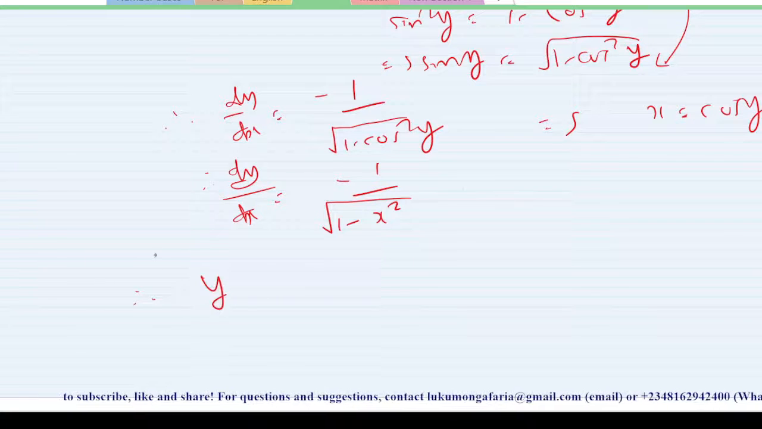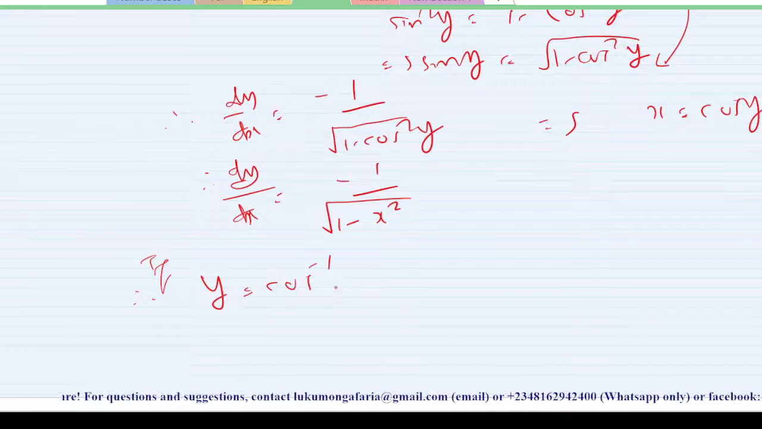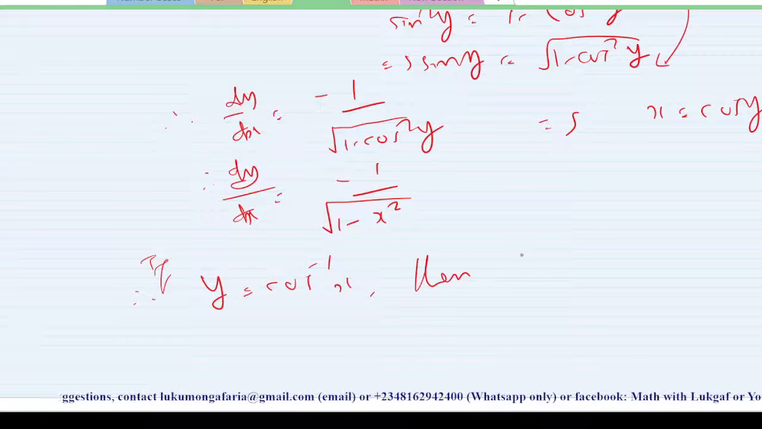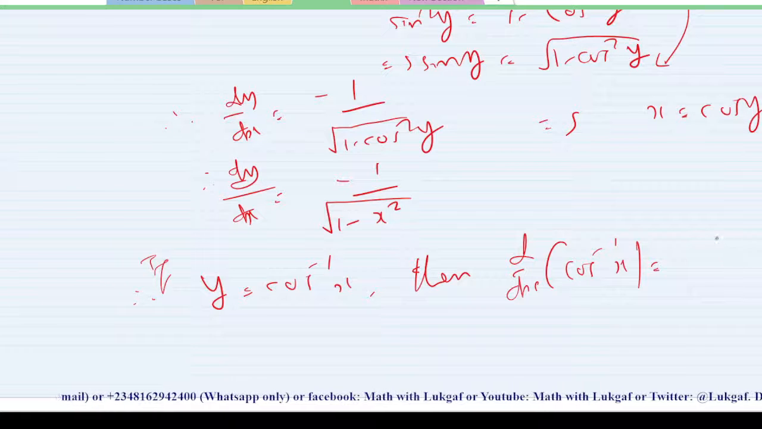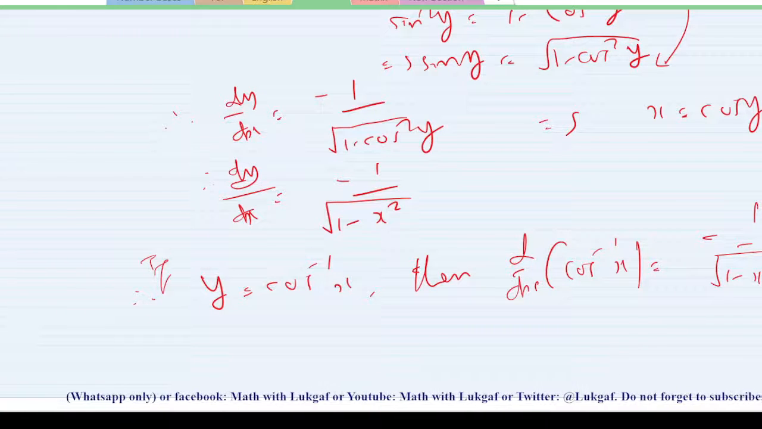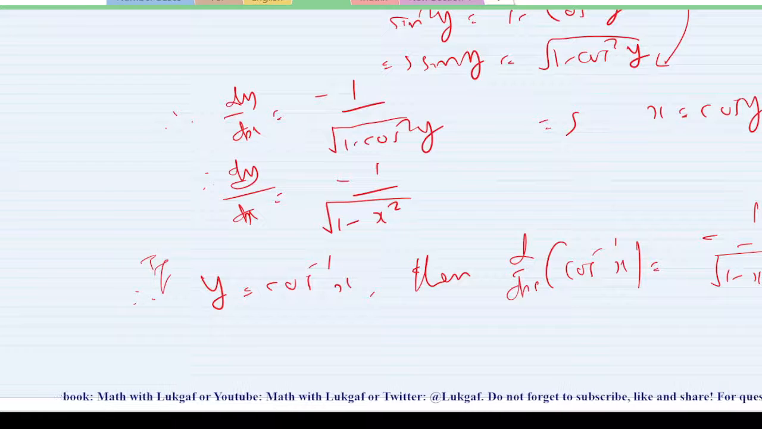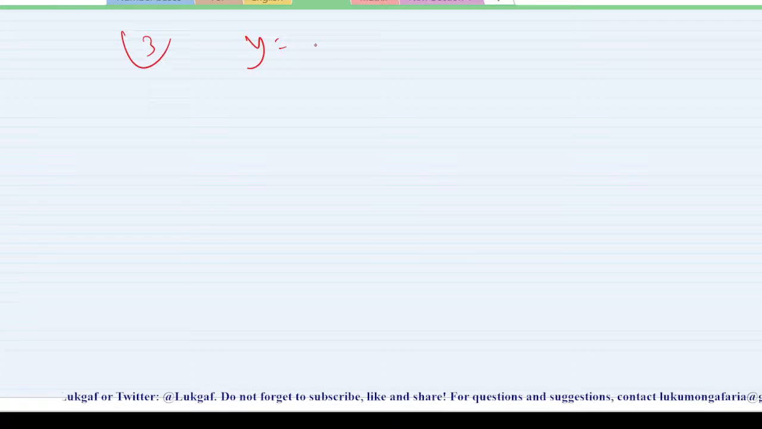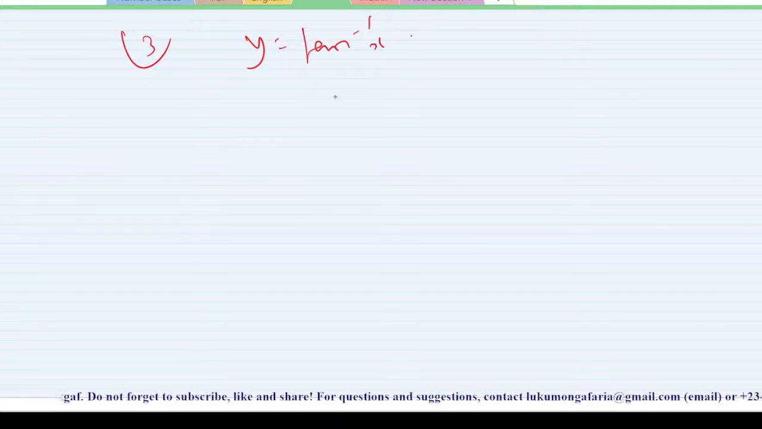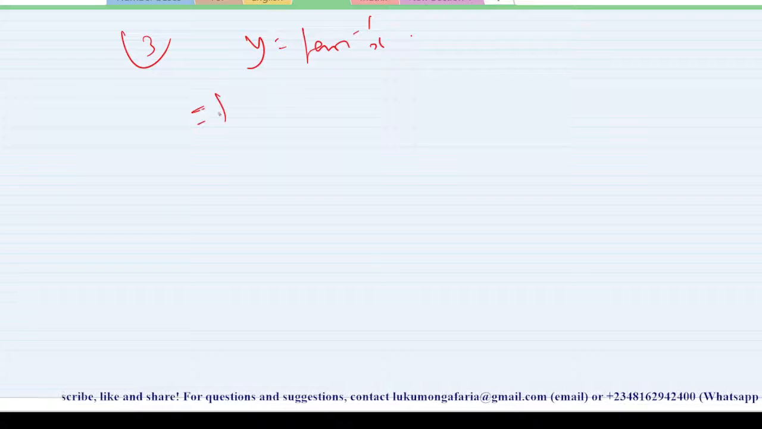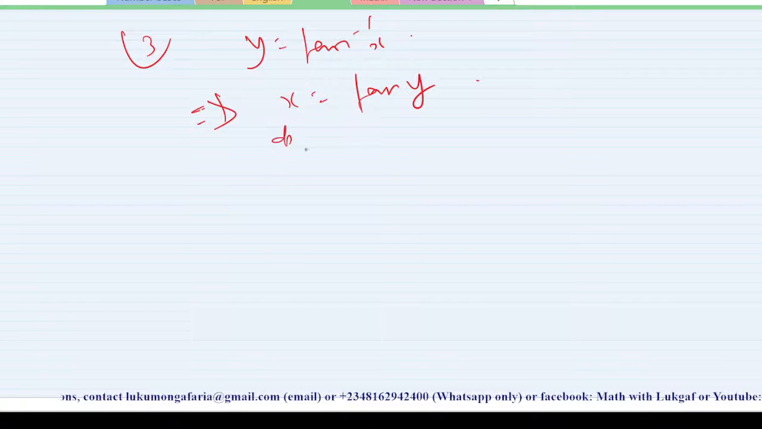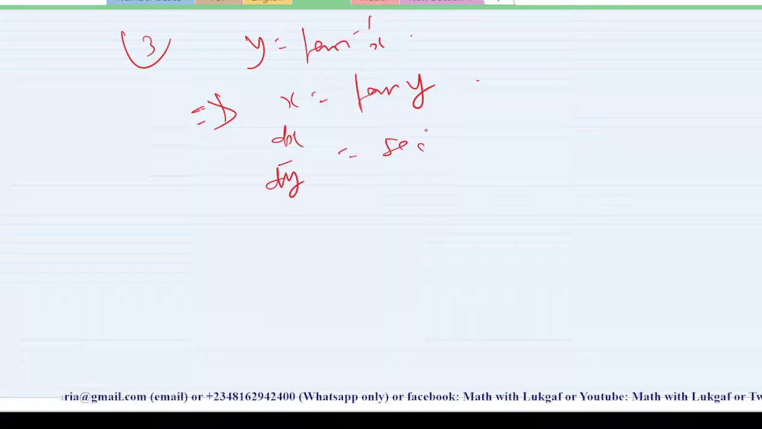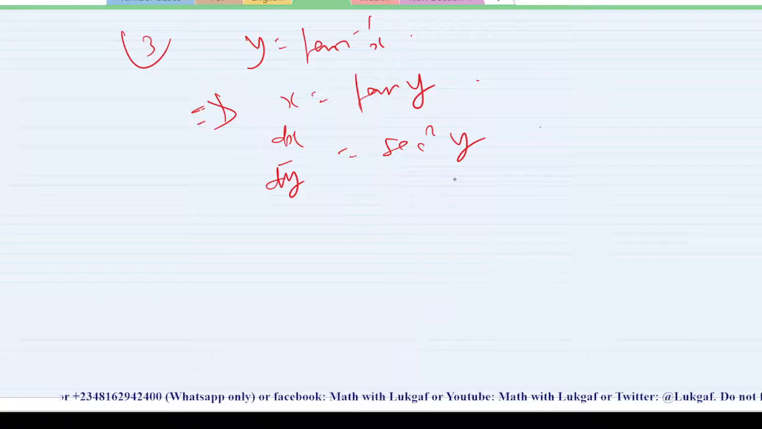So therefore, if y is equal to arccos x, then d/dx of arccos x is equal to minus 1 divided by this. When you do that often, it is not difficult, you follow the same approach. y will be arctan x here, right? Automatically by inverse, s will be what? tan y, right? So dx/dy will be what? sec squared y. You understand now?